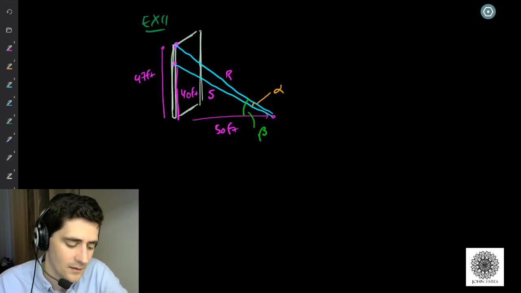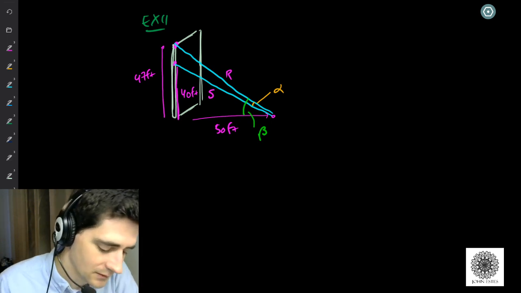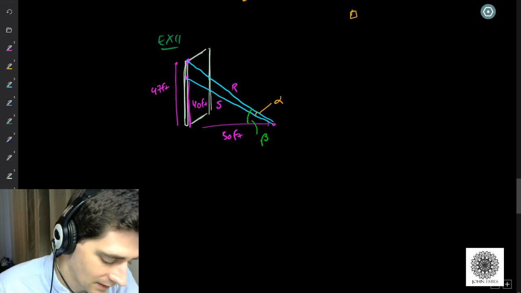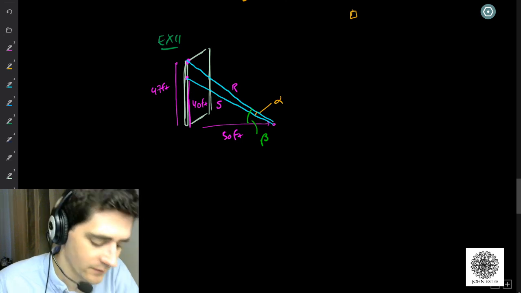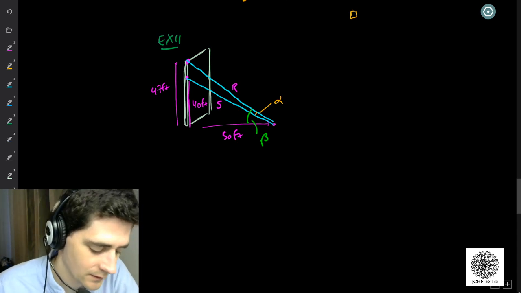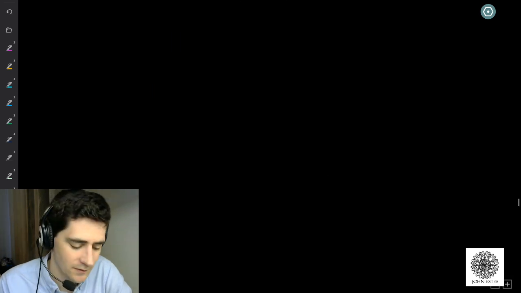Now, where do we go from here? Okay, so what do I know? I know the opposite and the adjacent side of these two triangles: the triangle involving S and then the triangle involving R. Opposite and adjacent would be which trig value?